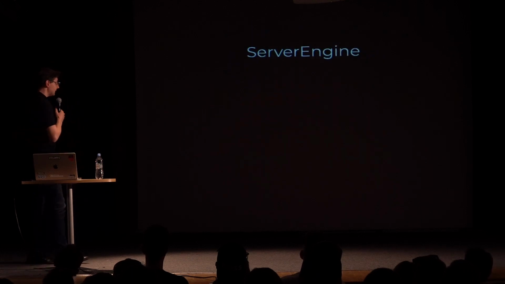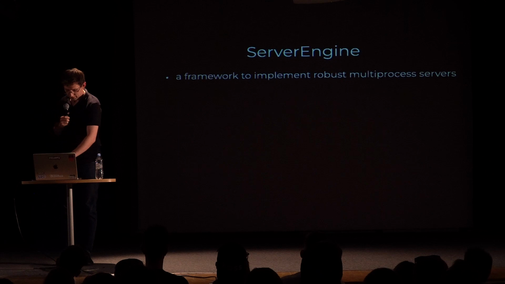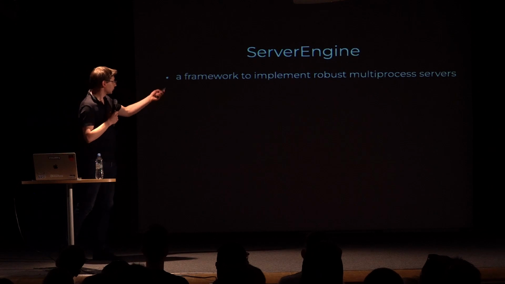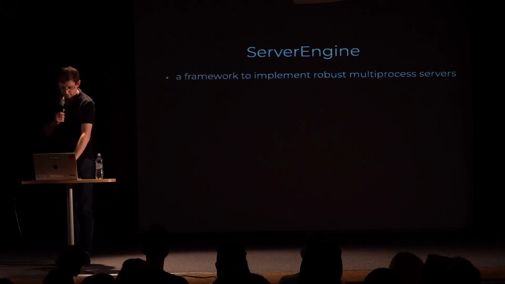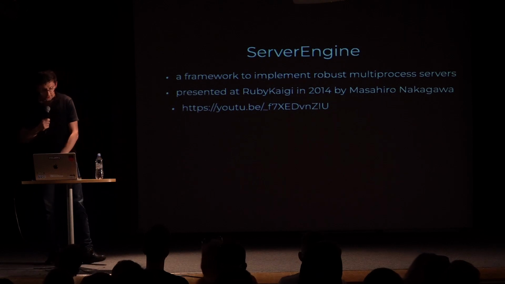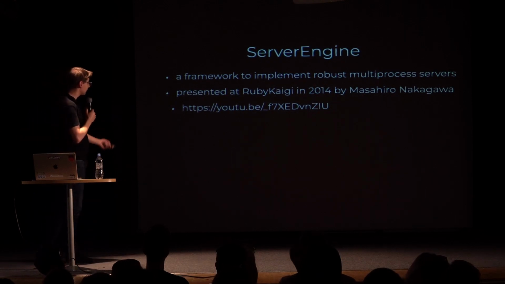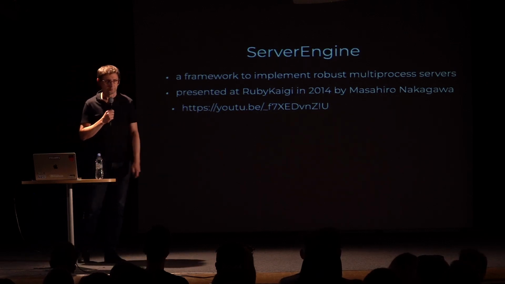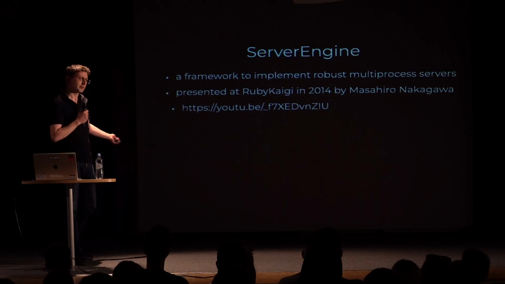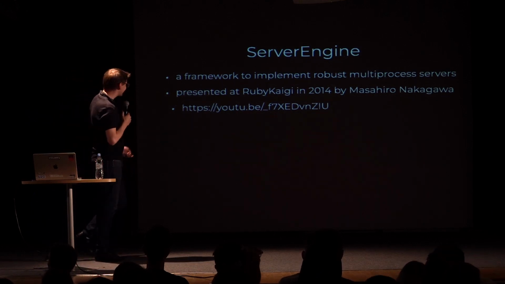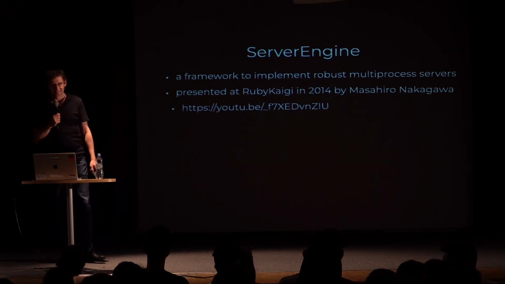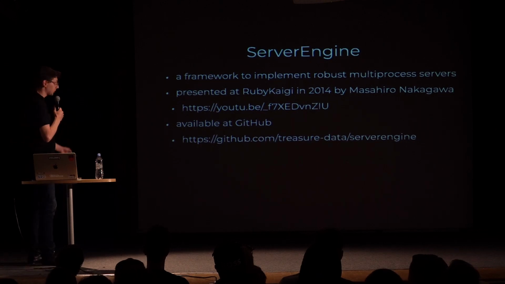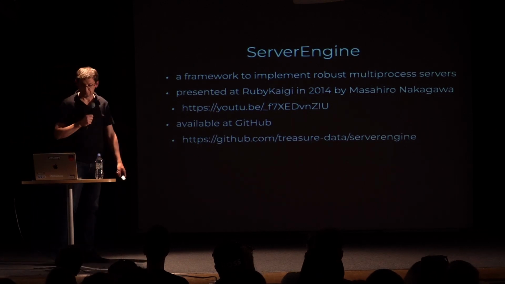So here comes ServerEngine. It's a framework to implement robust multi-process servers. It's, by all means, not mine. It was presented at RubyKaigi in 2014 by Masahiro Nakagawa. Here's a YouTube video. It's in Japanese, so it might not be that approachable, but the slides are in English, and the documentation is quite clear because, well, it's open source. So you can go to GitHub and read all about it.